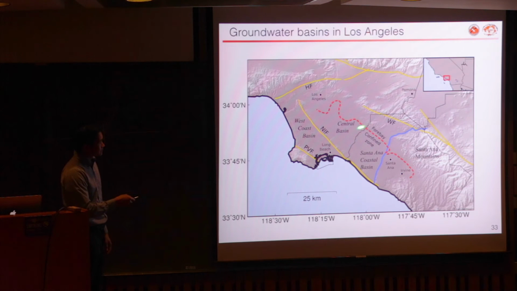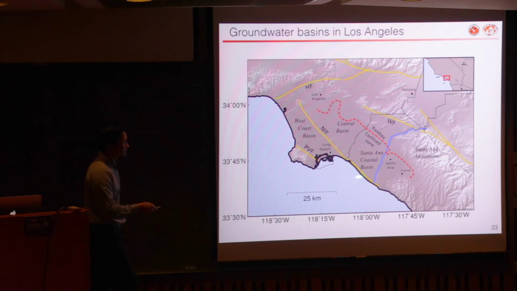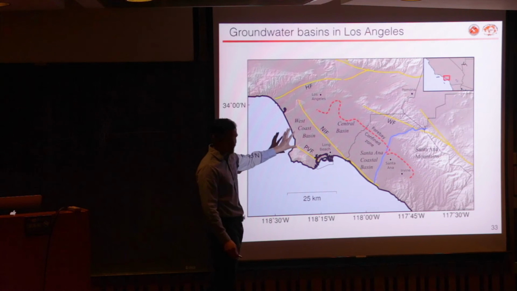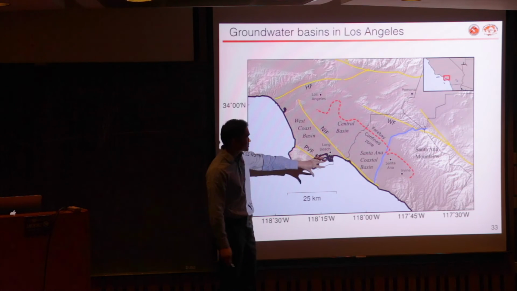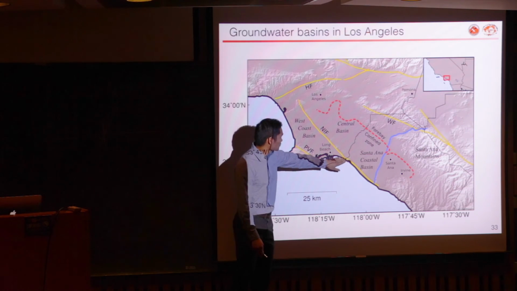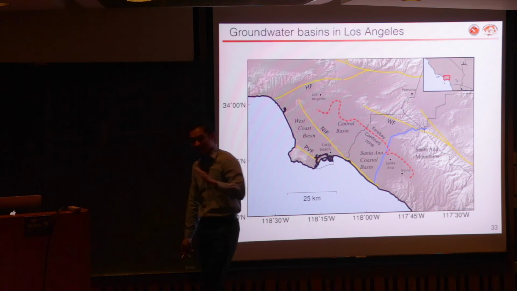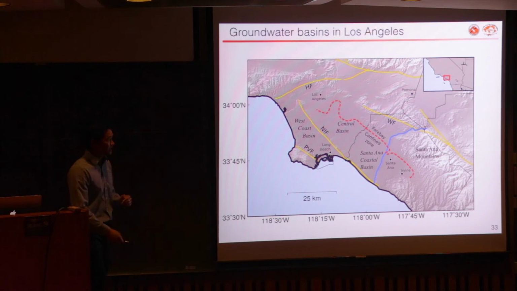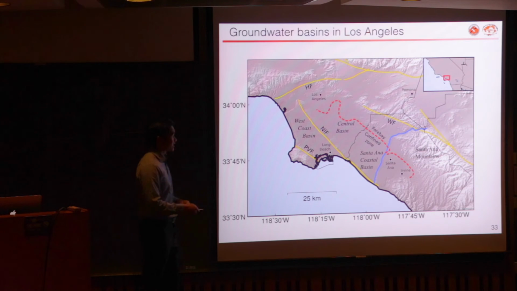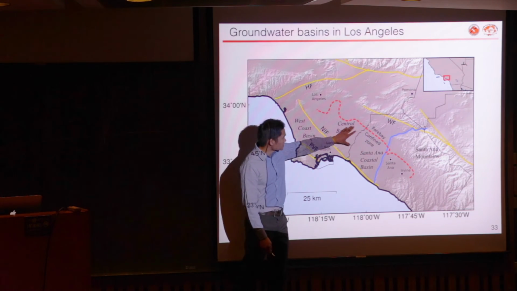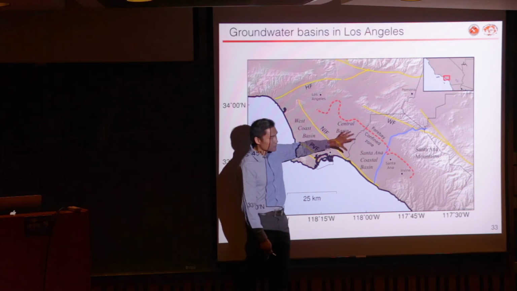In this case, we're going to be focusing on the Central Basin and the Santa Ana Coastal Basin here in Santa Ana. And if you look at the tectonic setting of LA, many of you are familiar with, we have lots of faults. The one that we're going to be highlighting here is this Newport-Inglewood Fault, and it's going to act as a very strong barrier to fluid flow, as we'll see in the next few slides.